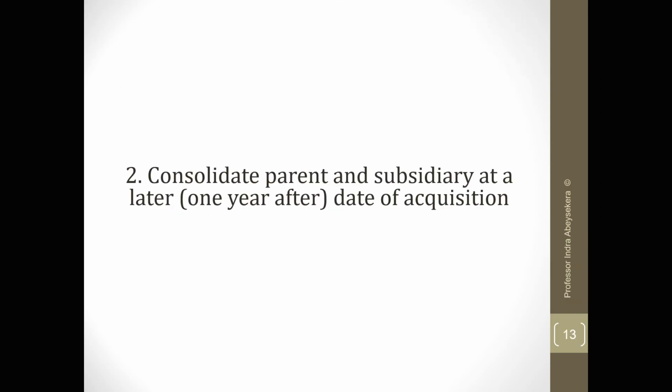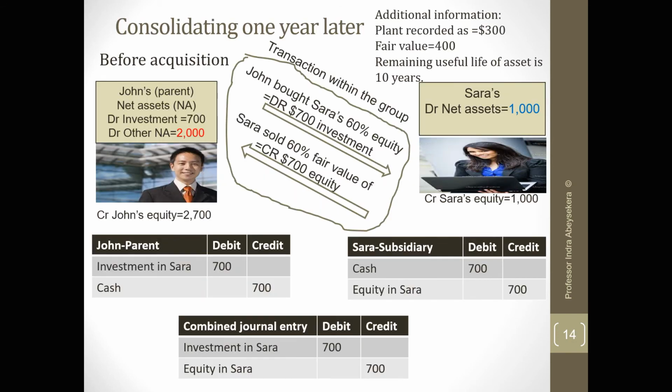The next is to look at consolidating parent and subsidiary at a later date of acquisition. We take John and Sarah's case. Here, 60% of equity was acquired using $700. And we have additional information. Plant recorded as $300, fair value is $400, and the remaining useful life of the asset is 10 years.